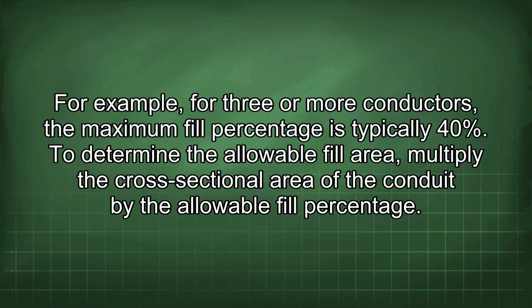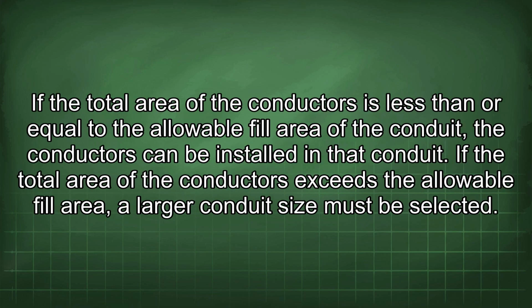To determine the allowable fill area, multiply the cross-sectional area of the conduit by the allowable fill percentage. If the total area of the conductors is less than or equal to the allowable fill area of the conduit, the conductors can be installed in that conduit. If the total area of the conductors exceeds the allowable fill area, a larger conduit size must be selected.